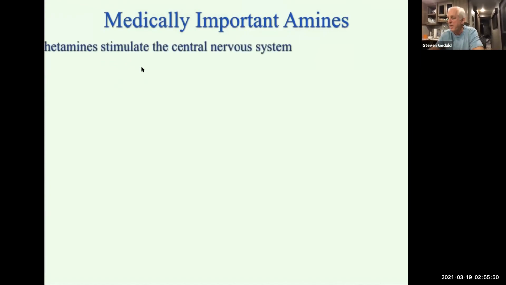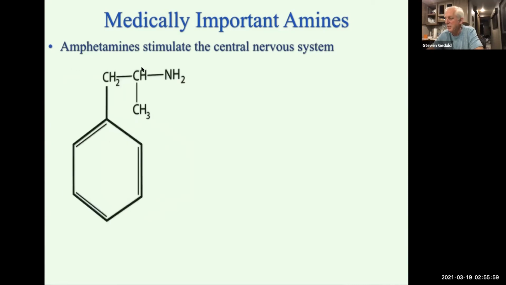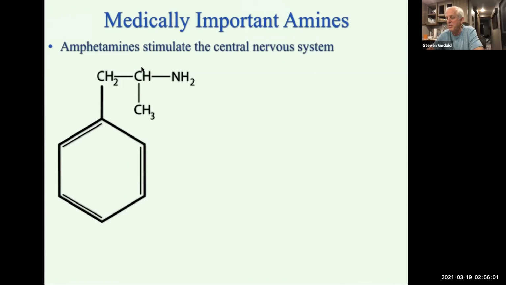All right, medically important amines. A lot of the medications that we use, both legal and illegal, are amine-based. Amphetamines, okay, speed. Amphetamines stimulate the central nervous system. They key you up. They're uppers. This is amphetamine. That's what it looks like: a benzene ring with a primary amine group. It's 1-phenyl, 2-propane amine.